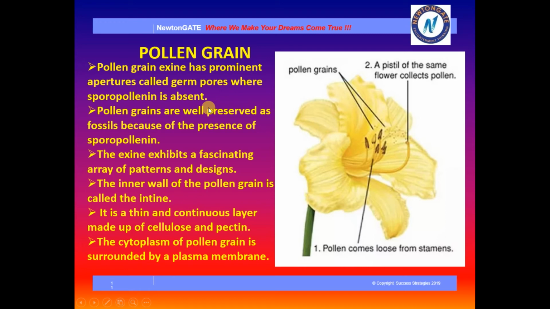The pollen grain has prominent apertures called germ pores where sporopollenin is absent. Now, pollen grains are well preserved as fossils because of this particular sporopollenin. Okay. It also exhibits a fascinating array of patterns and designs. Now, the inner wall of the pollen grain is called the intine. Okay, it is a thin and continuous layer made up of cellulose and pectin. And the cytoplasm of the pollen grain is always surrounded by the plasma membrane.